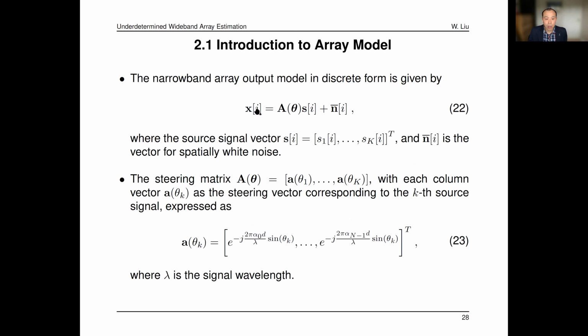Then this A(θ) is a steering matrix. It has dimension of this N times K, big N times big K. And each column is a steering vector, a standard steering vector. If we choose α0 being 0, then basically we use sensor 0 as a reference. Then you see here it will be 1, the standard steering vector. And this λ is the signal wavelength.